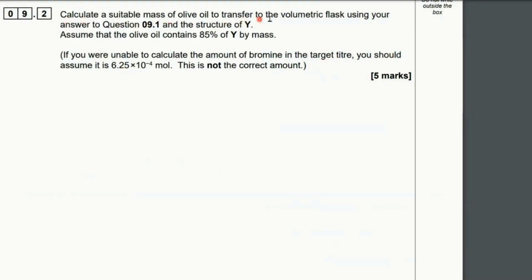Okay, here comes a difficult calculation. Calculate a suitable mass of olive oil to transfer to the volumetric flask using your answer to 9.1 and the structure of Y. Assume the olive oil contains only 85% of Y by mass. If you are unable to calculate the amount of bromine in the target titer, you should assume it is 6.25 times 10 to the minus 4 moles. This is not the correct amount.